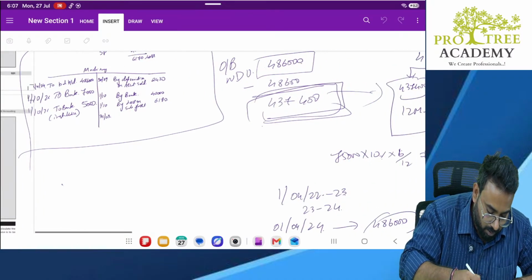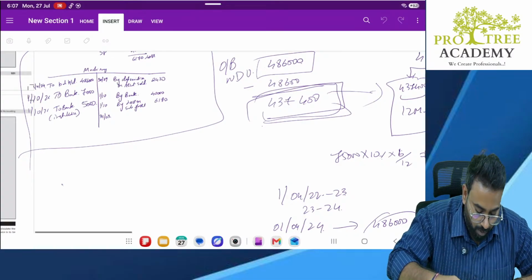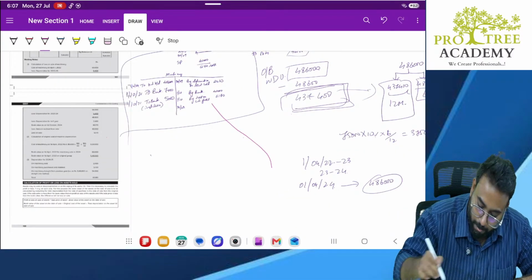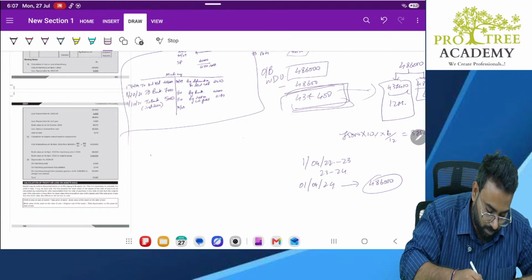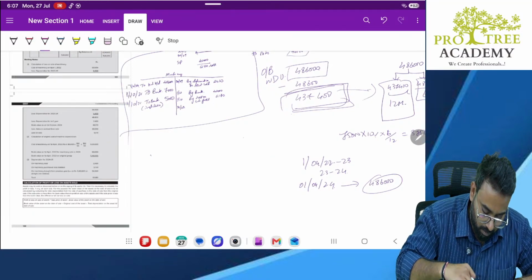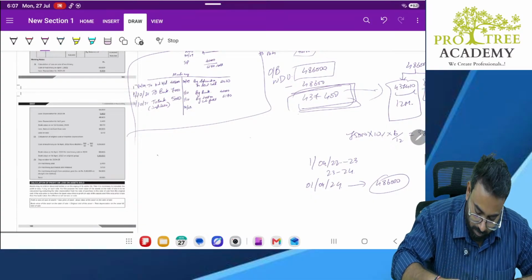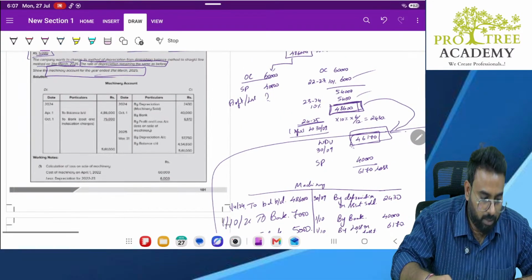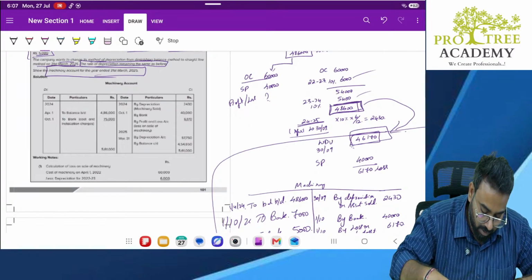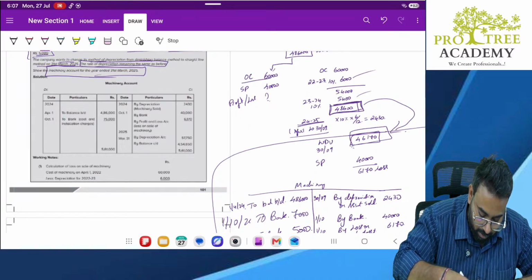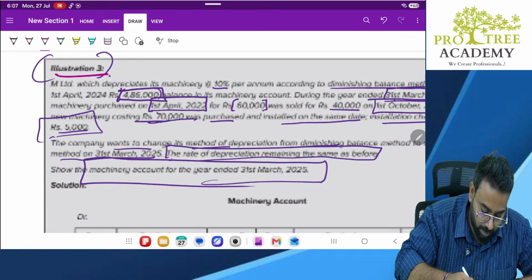Yes. So in our previous class, we saw this problem. We are continuing. Okay, just a quick recap. In the previous class, we were solving illustration number 3. Just hold on for a second. I think it's a little bit blurry.